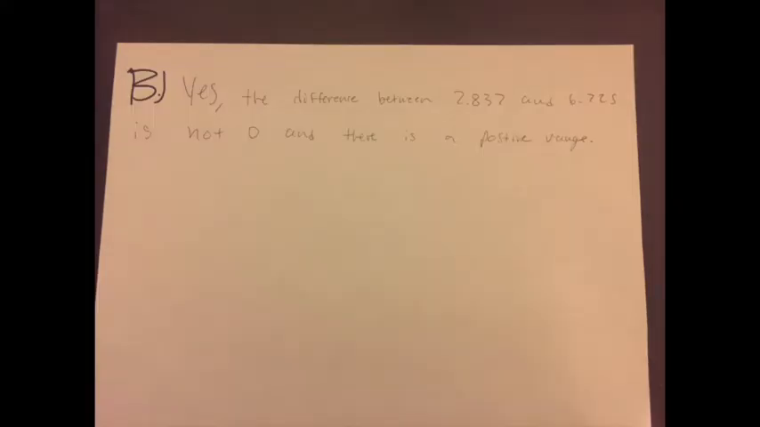Part B. Does your interval in Part A give convincing evidence of a difference in the two methods of estimating tire wear? Justify your answer. Yes, the interval from 2.837 to 6.275 does not contain zero, and there is a positive range. Therefore, that justifies that there is convincing evidence.